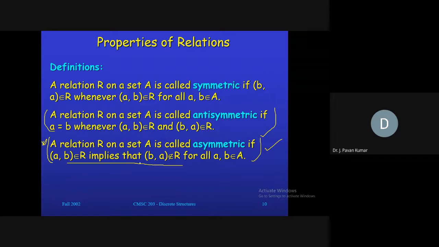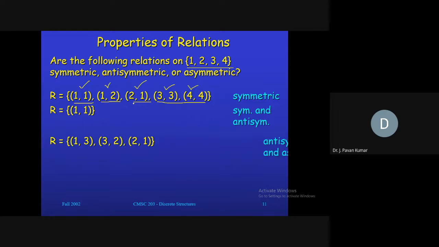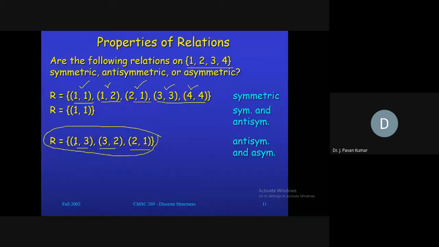Yes, sir. Now, the earlier relation we considered, is it asymmetric? No. Why? Because (1, 2), (2, 1) is the counter case, so it is not asymmetric. Next, (1, 3) is there, (3, 2), (2, 1). Is this symmetric? No. Why? Because (1, 3) is there, but (3, 1) is not part of this relation. Similarly, (3, 2) is there but (2, 3) is not part of the relation, and (2, 1) is there but (1, 2) is not. So it is not symmetric, that's for sure.